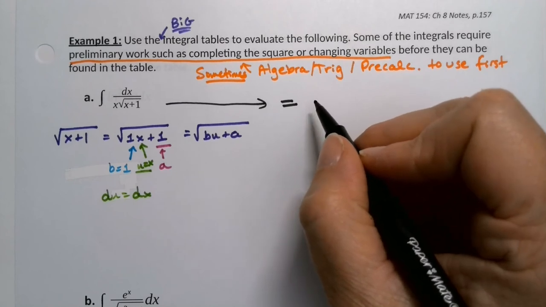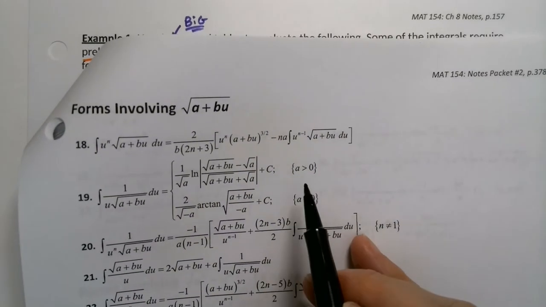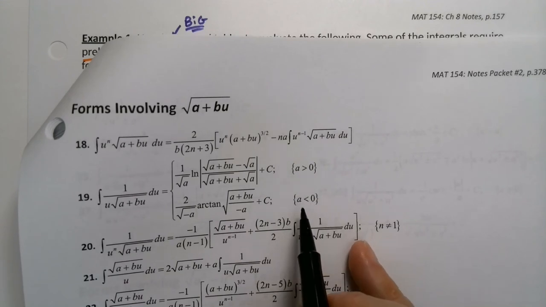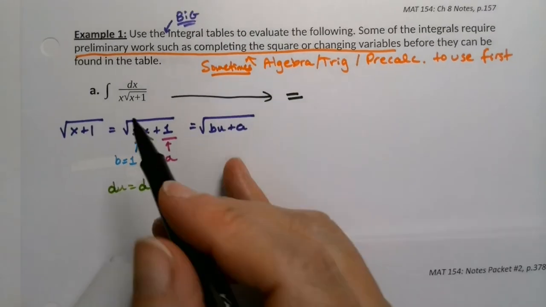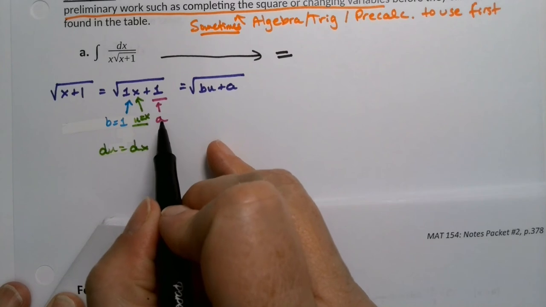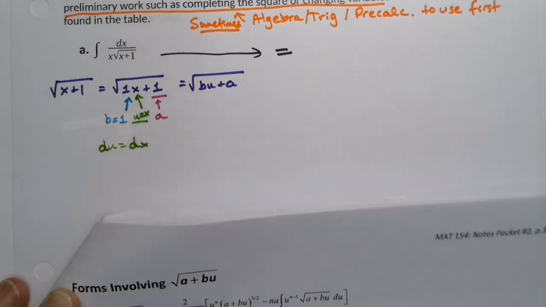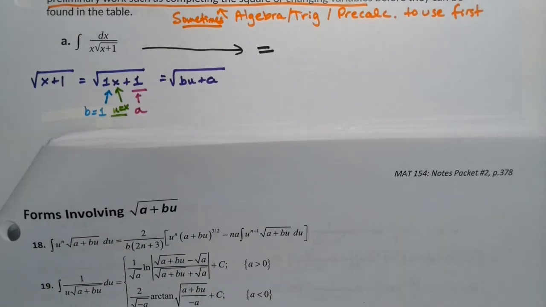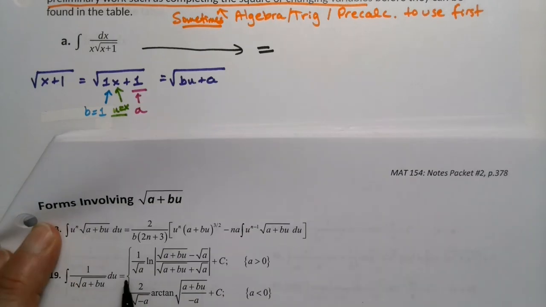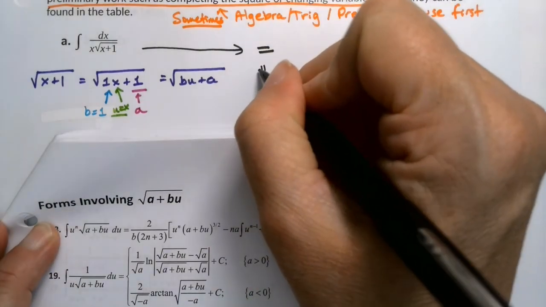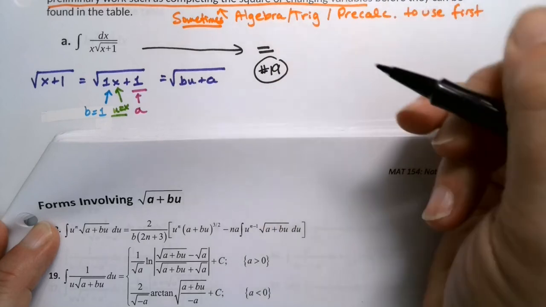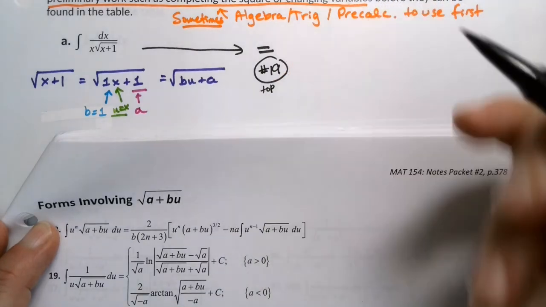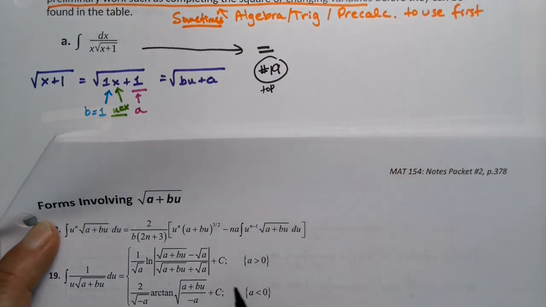1 over, oh, I have to check. Is a greater than 0 or is a less than 0? A for me is 1. That's my constant term, which is greater than 0. So I'm going to use the top portion. Oh, sorry, I apologize. There we go. So I'm using number 19, the top one. It's unusual to have two of them.